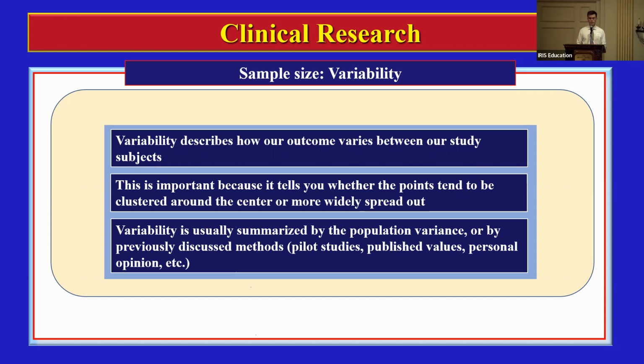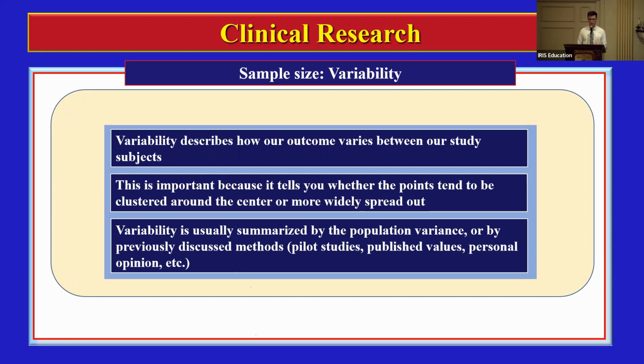So we can go into a little bit more detail with variability. Variability is just going to describe how our outcome varies between our subjects, but also how our subjects vary from the average value. This is important because it lets you know how your outcome is distributed, and also if there is any clustering around a point. Is it going to be skewed? Is it going to be normally distributed? It just tells you how that data is spread out.